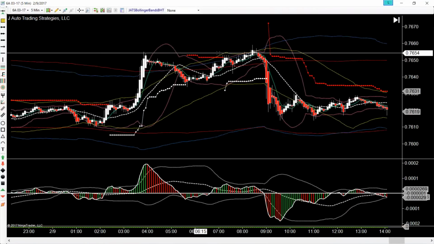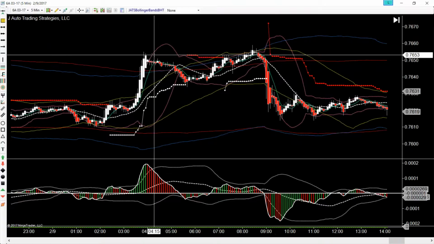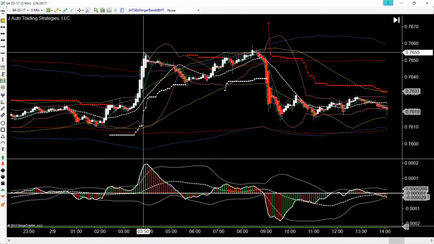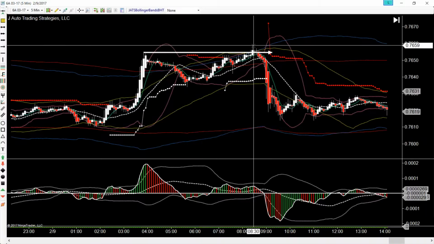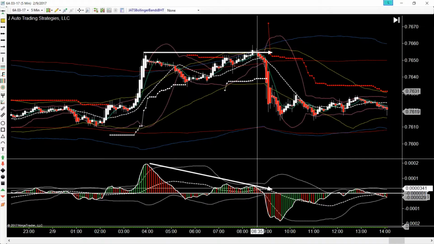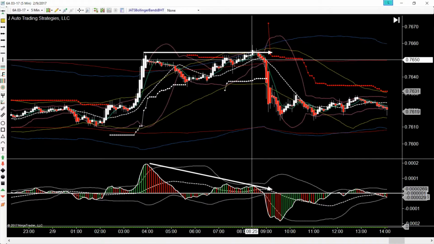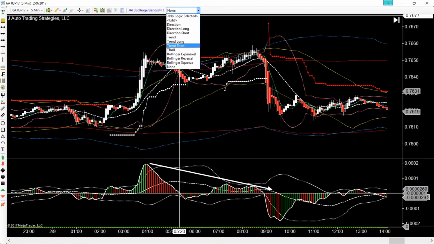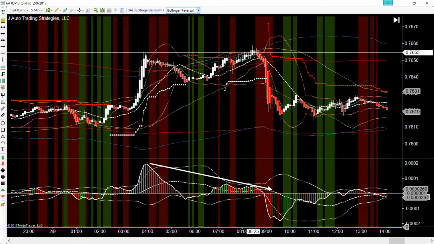Once it gets out of the bands, you can just trade it back in, especially on divergence. So here we had a higher high, but a much lower high on momentum. So that's telling you that when that reversal comes in, you can just put this on your Bollinger reversal for right here to take this trade.